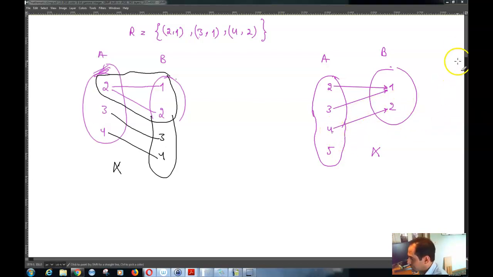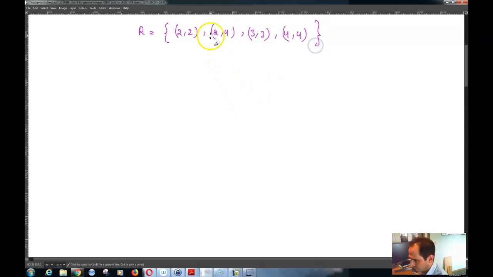And part 2 of this question is R is equal to (2,2), (2,4), (3,3), (4,4). So you see that these two distinct ordered pairs have the same first element. So this is not a function.